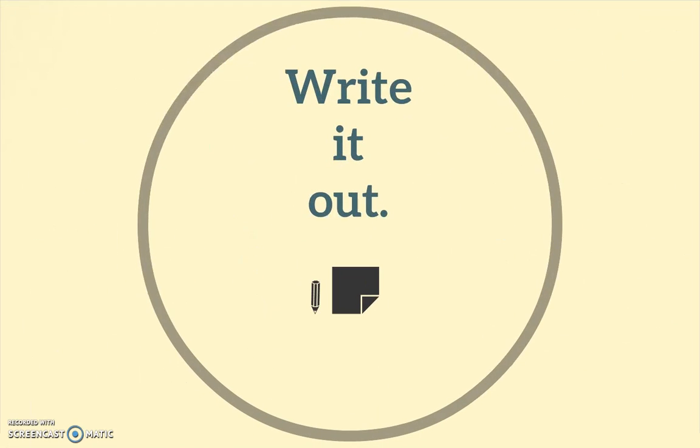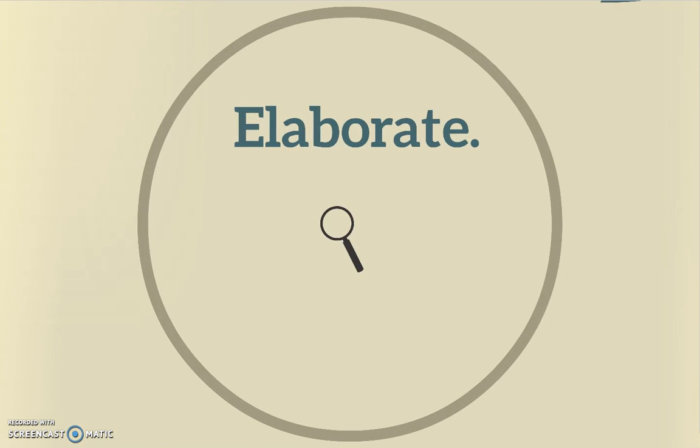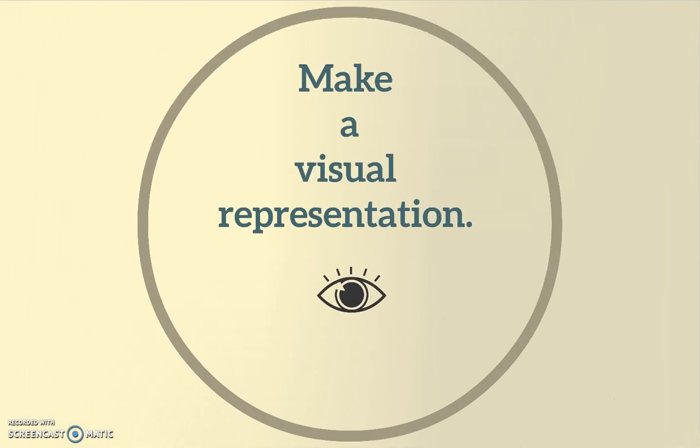Write it out. By writing down arguments for and against an issue, and by putting your criticisms and perspectives into your own words, you will arrive at a better understanding of the material. Elaborate. Focus on items that originally seemed insignificant and form questions for which you don't yet have answers. Make a visual representation. This will help you get a clearer picture of the whole. Concept or argument maps, flowcharts, diagrams, and tables are valuable for identifying patterns.